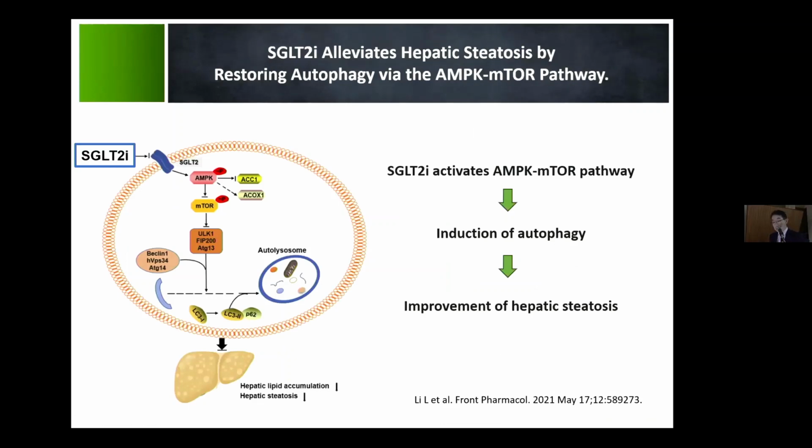Then I was wondering how SGLT2 inhibitor directly improves hepatic steatosis in the hepatocyte. The answer was reported in Frontiers in Pharmacology in 2021: the SGLT2 inhibitor inhibits SGLT2 located on the surface of the hepatocytes, and it activates the AMP kinase and mTOR pathway, which causes induction of autophagy. You know that autophagy is the degradation of many things, so the induction of autophagy improves hepatic steatosis.